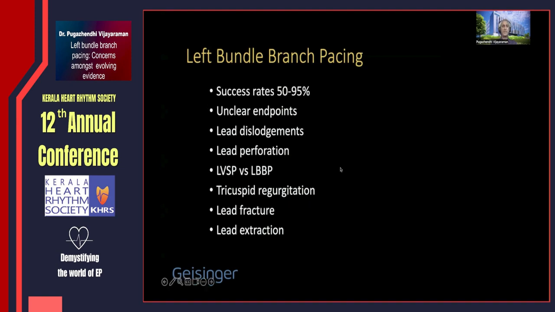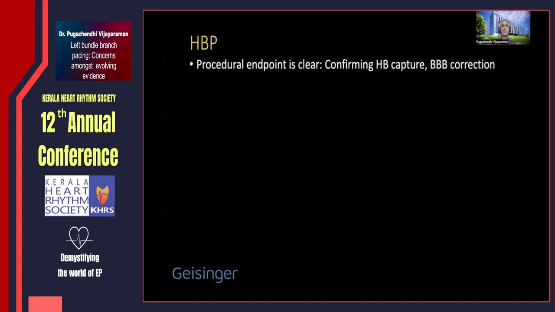And when do we define LV septal pacing versus left bundle branch pacing? And can we uniformly use the terminology, whether it's proximal or distal? What are the issues associated with tricuspid regurgitation while doing left bundle branch pacing? And then there are concerns about long-term issues, such as the potential for lead fracture, much of which we don't know, although early evidence is somewhat concerning. There's also some concern for lead extraction, and all these need to be addressed as we gain more evidence for left bundle branch pacing.